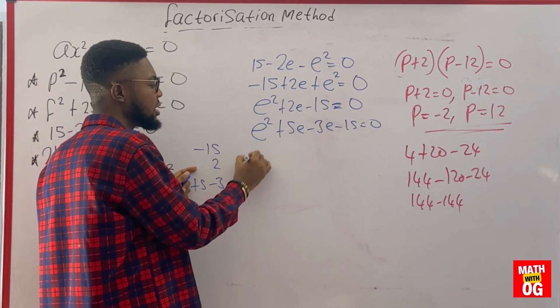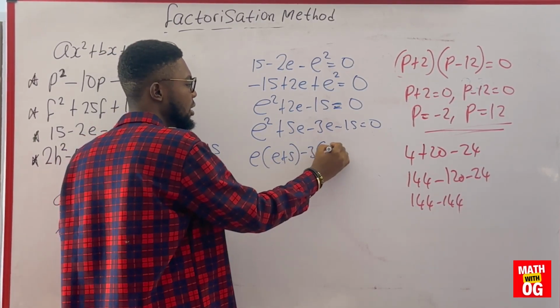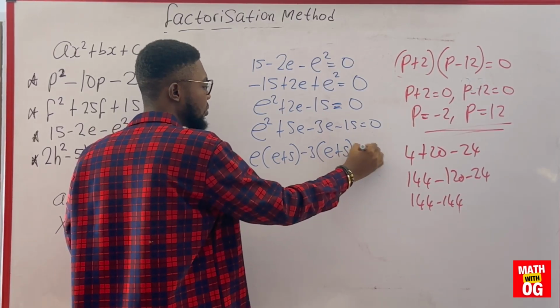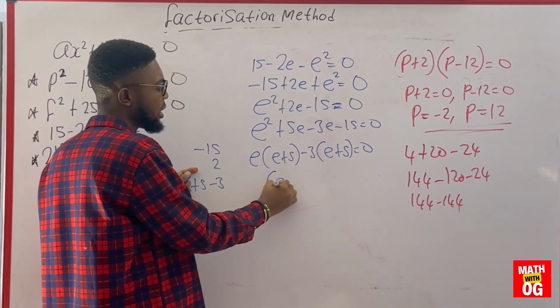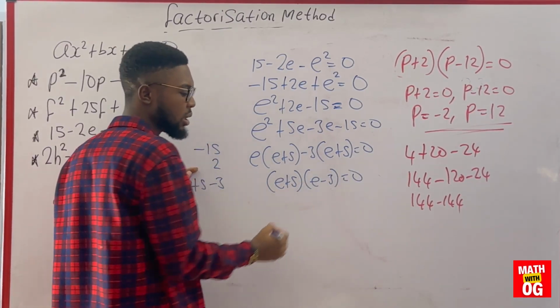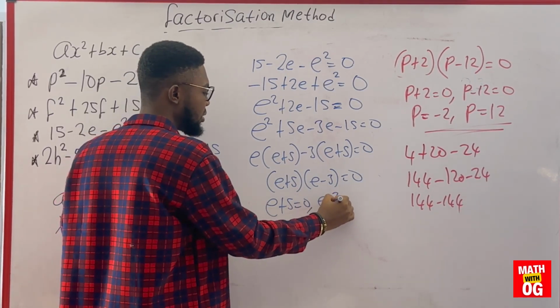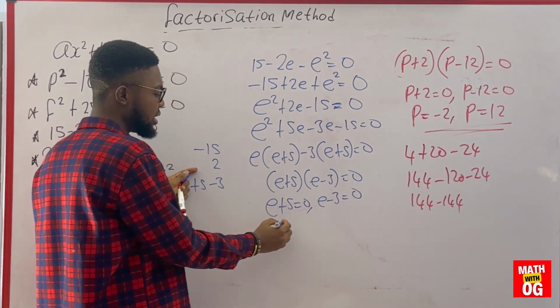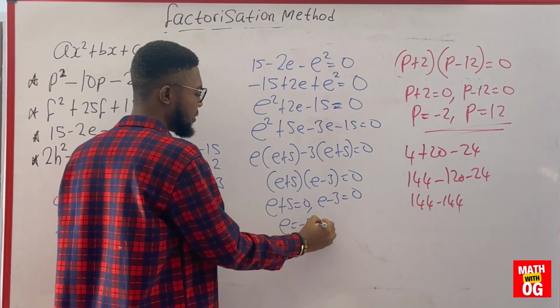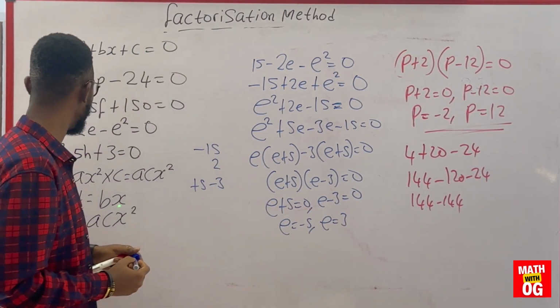So this will give us e into e plus 5. This will give us -3 into e plus 5 is equal to 0. So we are going to be having e plus 5 and e minus 3 to be equal to 0. So it is either e plus 5 is equal to 0 or e minus 3 is equal to 0. In this case, e will be equal to -5. In this case, e will be equal to what? 3. So that's the answer to the question.